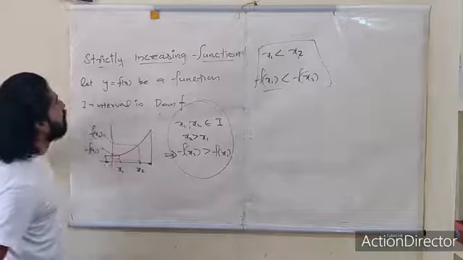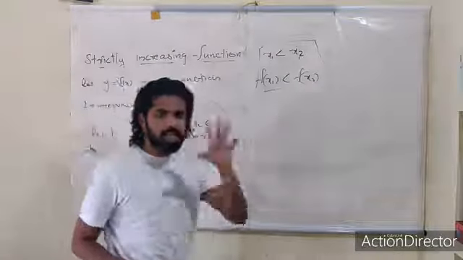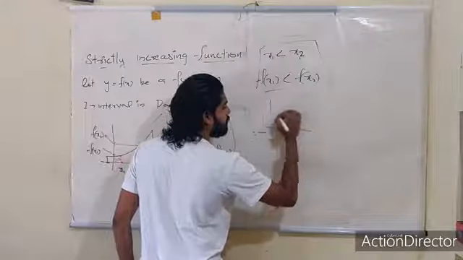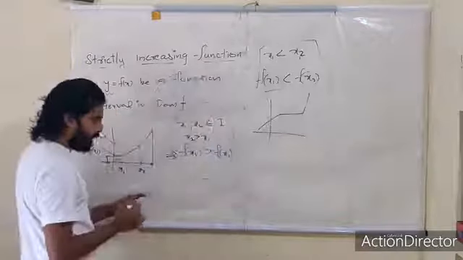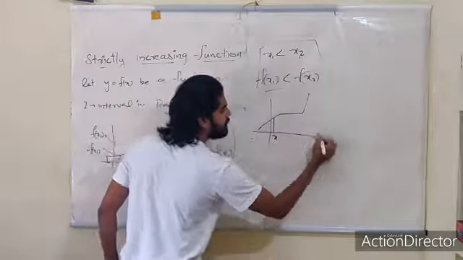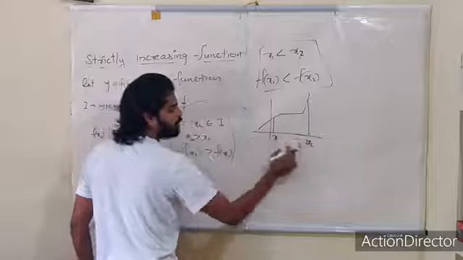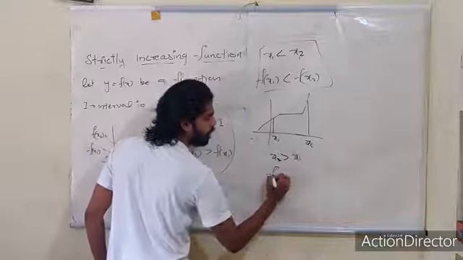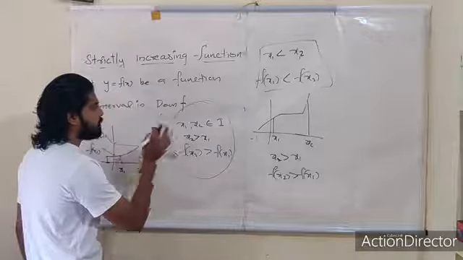So what do we mean by just an increasing function? Not strictly, just increasing. In an increasing function, as we explained, sometimes there may be a graph in which there will be a horizontal line. So if this is x1 and this is x2, suppose x1 and x2 belong to the interval I, which is in the domain of f, such that x2 is greater than x1. So f of x2 is greater than f of x1. It is the same as a strictly increasing function.